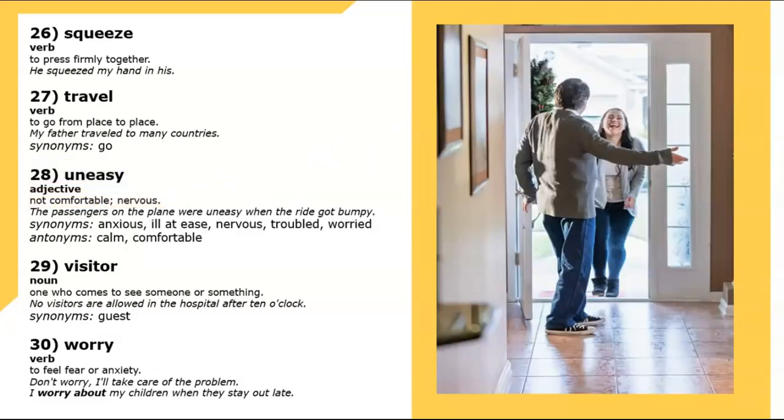Next is the word visitor. A visitor is someone who comes to see something or someone. In this picture, you can see the man. Maybe this house is this man's house, but this woman came to his house. So we can call her the visitor. She is coming somewhere to see something or someone.